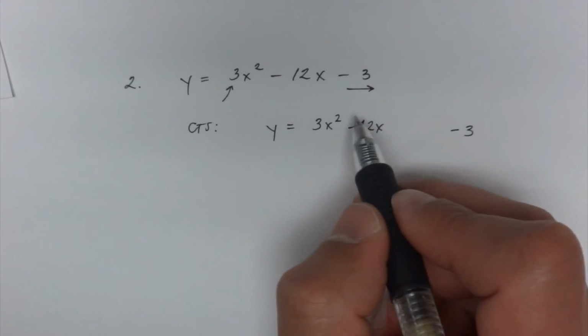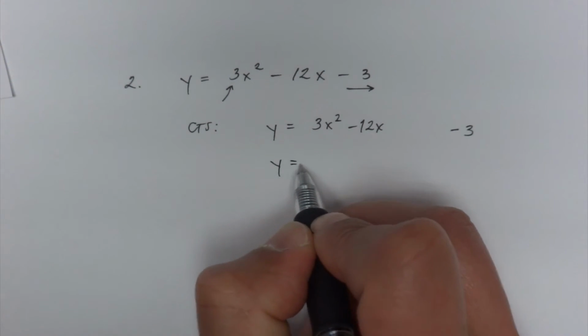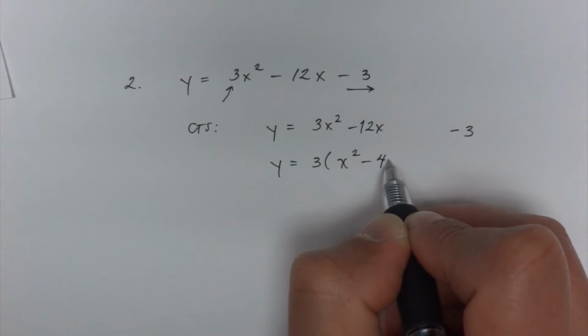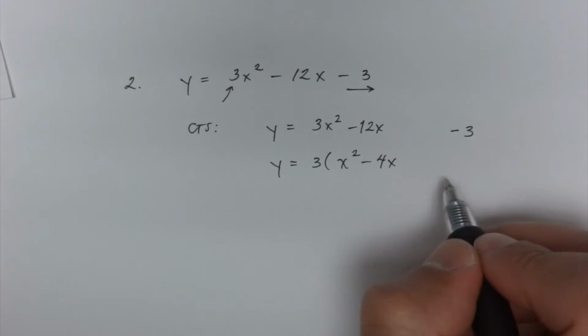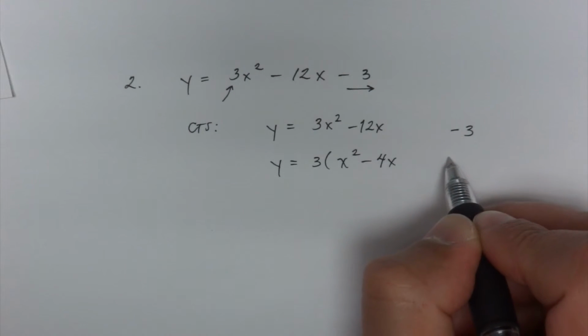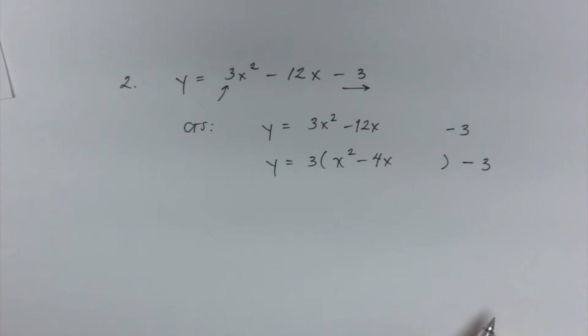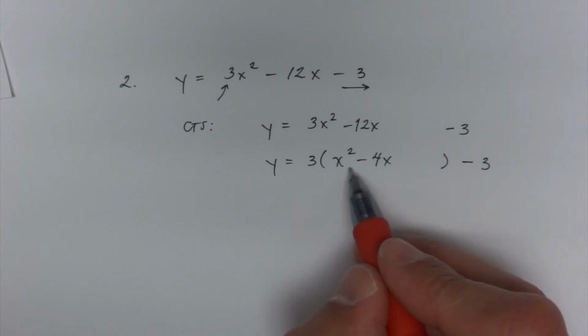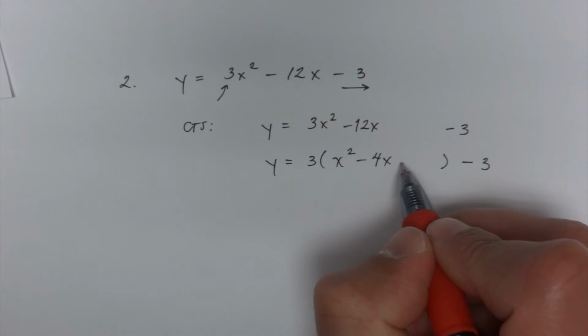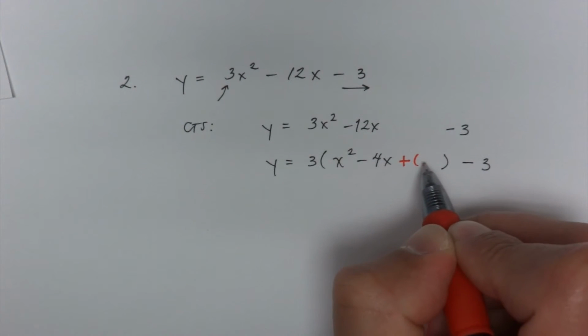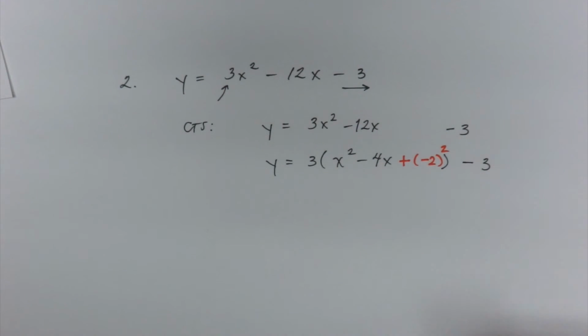Now you notice we have 3x squared minus 12x. This right here, I'm going to factor out a 3. Take out a 3, and I'm left with x squared minus 4x. Now let me make some room because I'm going to complete the square. Then I have my minus 3 out here. Now we do the same process. We take half of the middle, half of negative 4. Now notice I'm going to put plus. I always put plus. Half of negative 4 is negative 2, quantity squared.